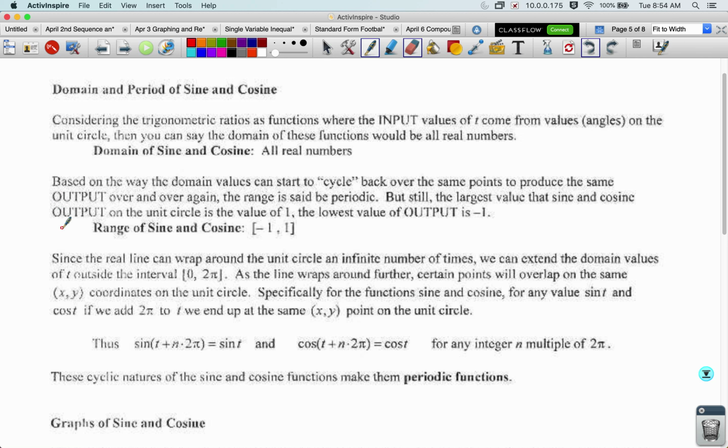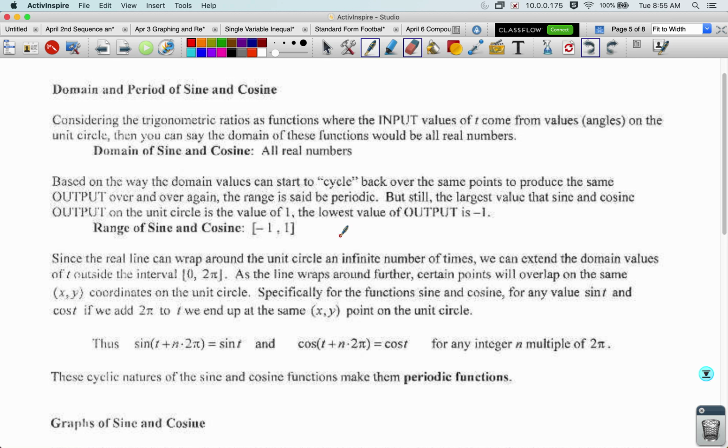Let's read on. Based on the way the domain values can start to cycle back over the same points to produce the same output over and over again, the range is said to be periodic. But still, the largest value that sine and cosine output on the unit circle is the value of 1. The lowest value of output is -1, therefore the range of sine and cosine, and they use bracket notation here, is the interval from -1 to 1, including those endpoints.